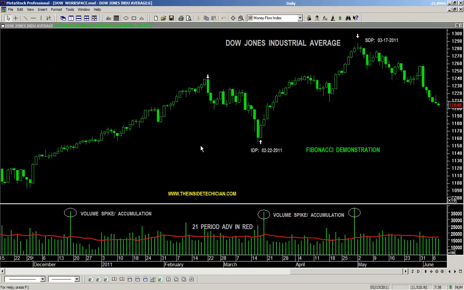Again, an end-of-day chart of the Dow. Candlestick chart with the volume in the subgraph below, including an overlay of a 21-period average daily volume in the red line, again in the subgraph below. Now, volume is the catalyst behind some of the biggest and most profitable moves any market, any sector, any group, or any stock has ever seen.